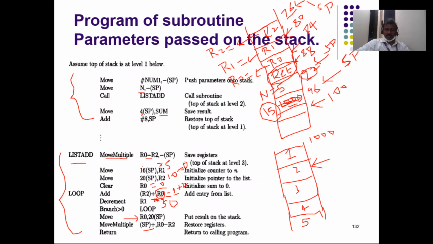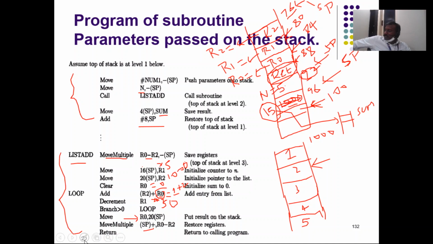I mean move 4 of SP comma sum means the 15 is moved to the location sum, somewhere in the memory, which we call sum. To this sum location, this final result 15 is moved, but SP is still pointing to 92. Okay, so 92 plus 8 is what? 100. This is the location where the stack was originally pointing before we executed this program. So finally we restore the stack pointer to that location, right? That is what it is doing.